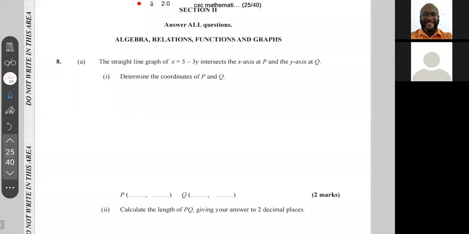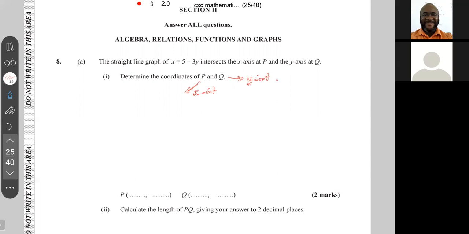All right, so question number 8, January 2021. Question 8A says, the straight line graph x is equal to 5 minus 3y intersects the x-axis at P. So P is the x-intercept, and intersects the y-axis at Q. Q is the y-intercept. We're asked to determine the coordinates of P and Q.